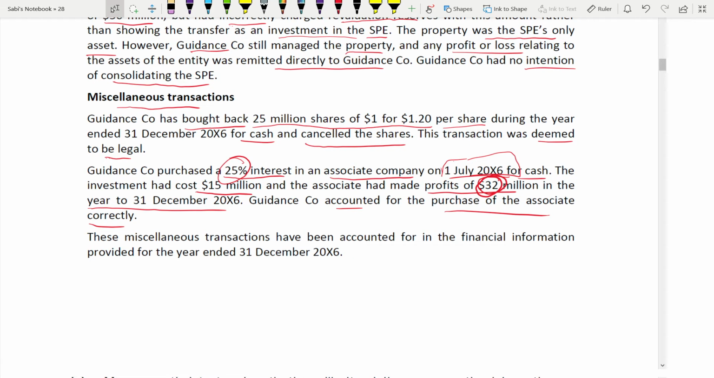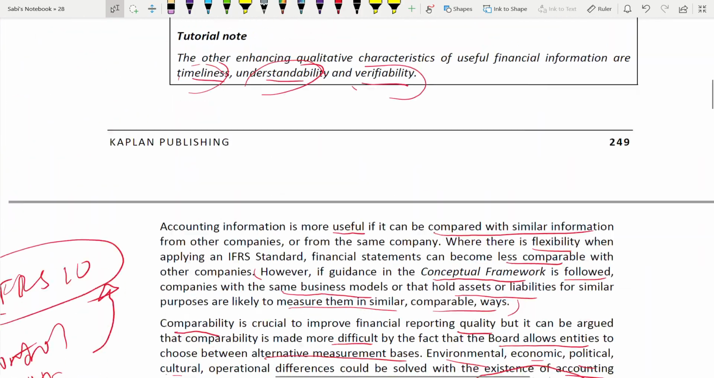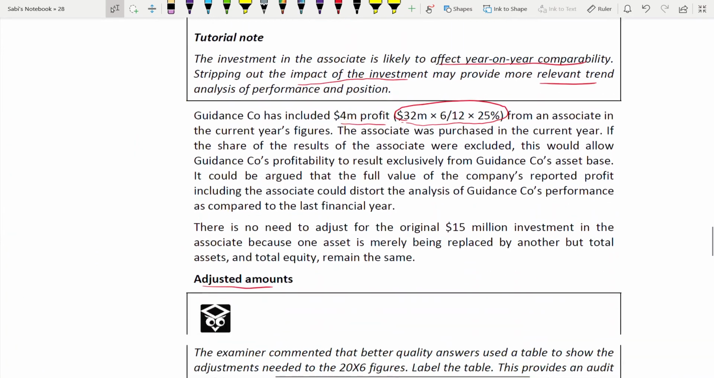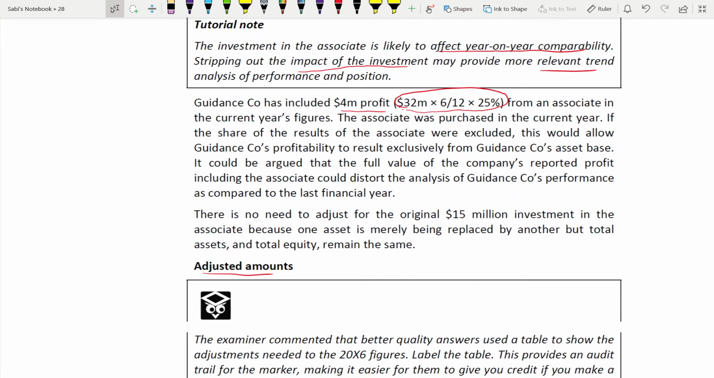And we definitely have to work out this part as well when you are calculating. We bought 25 million shares of $1 for $1.2. So this is 4 million from an associate in the current year's figure. So when you include this, what happens? The associate was purchased in the current year. If the share of the results of the associate were excluded, this would allow their profitability to result exclusively from their asset base. So if that profit is gone, whatever the profit the group has is exclusively from the group company's asset base, not from an associate, if you exclude that.